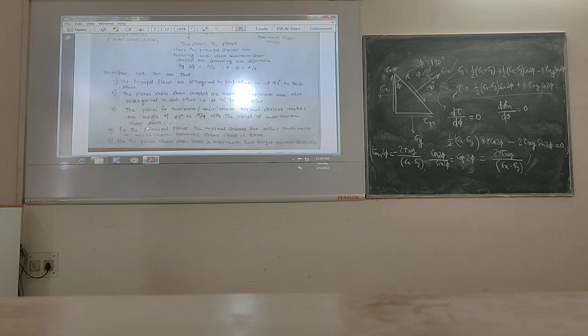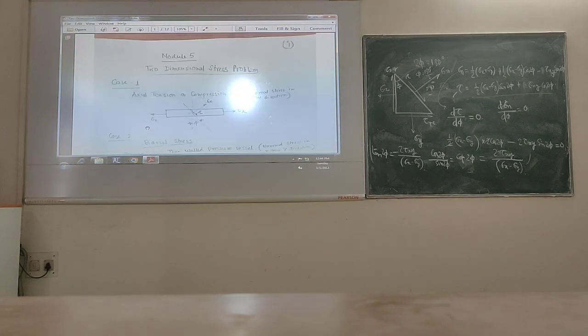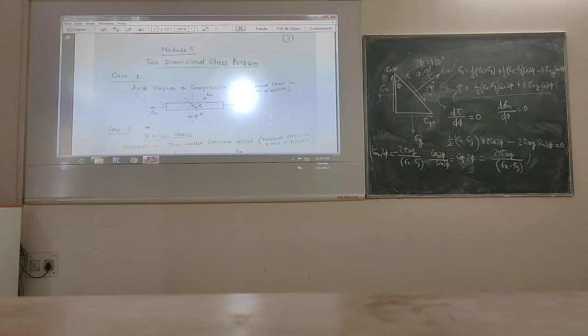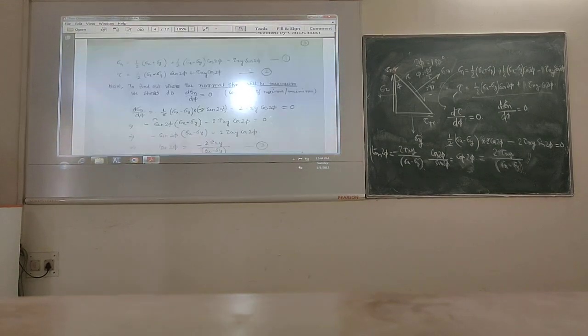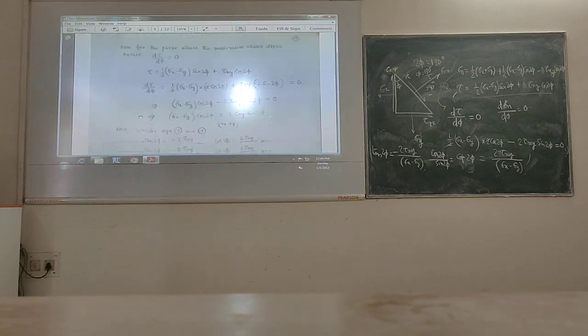Okay, a very, very important thing you should remember. The two equations I have explained, and the fundamentals behind the principal stress and principal plane, you should very carefully observe, study and remember. Those two equations are very, very important equations. Now you see, I've gone on.